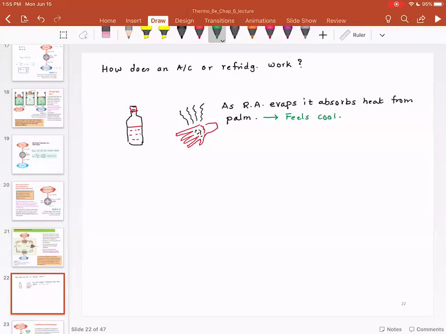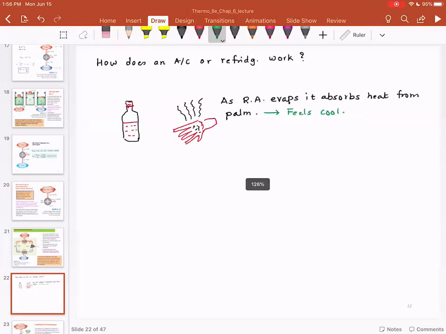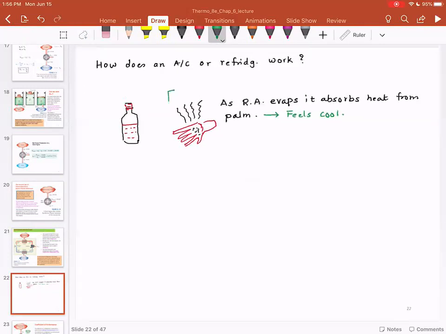Now, if I were to continue this process again and again, then what could happen is I could drop the temperature of your palm down continuously. But what it means, it requires an infinite amount of rubbing alcohol, and I would continuously have to pour it on your palm. But what I could do is, alternatively, I could recapture this vapor.